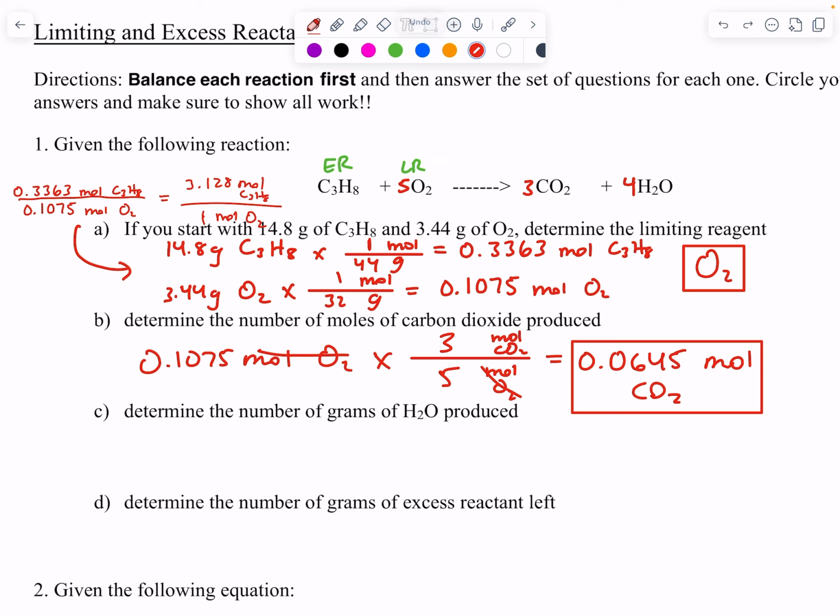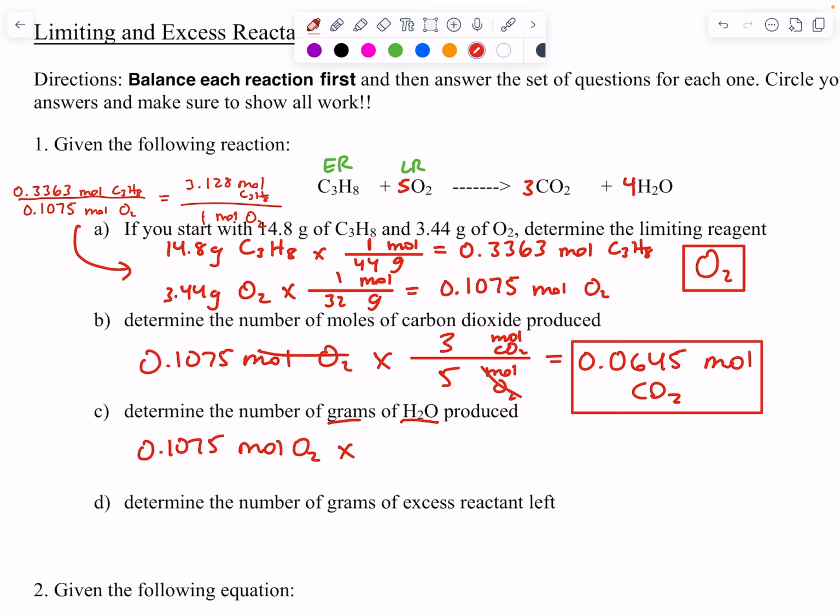I have, again, 3.44 grams of limiting reactant, but we want to change it to moles for the calculation, which we did, this number. So we'll be using this number once again in our calculation. I will start with 0.1075 moles of O2. And now I'm looking for grams of H2O.